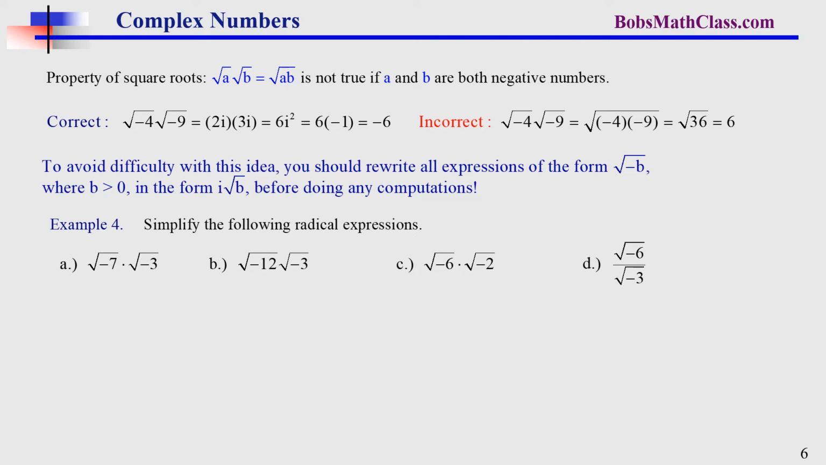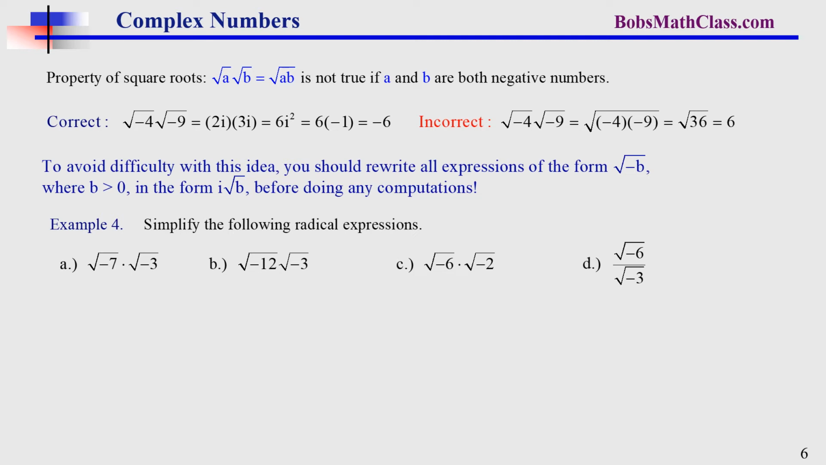Okay, so we have the property of square roots, and that says the square root of a times the square root of b is equal to the square root of ab. We did this previously when we were talking about multiplying radicals. Actually, it was the nth root of a times the nth root of b, but we're concerned with square roots right now. The issue is that it's only true if a and b are positive. It is not true if they're both negative. It's actually not true if either one of them is negative.